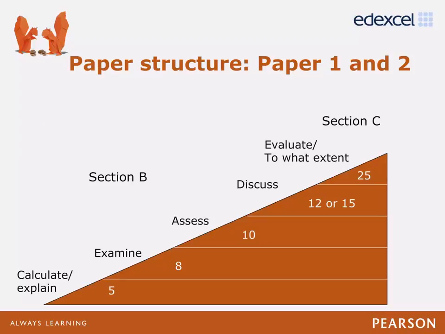In Paper 1 and Paper 2, Section B comprises data response questions that are based on extracts. This section has a mix of short and longer answers. Section C comprises an essay question, and students choose 1 essay from 2.